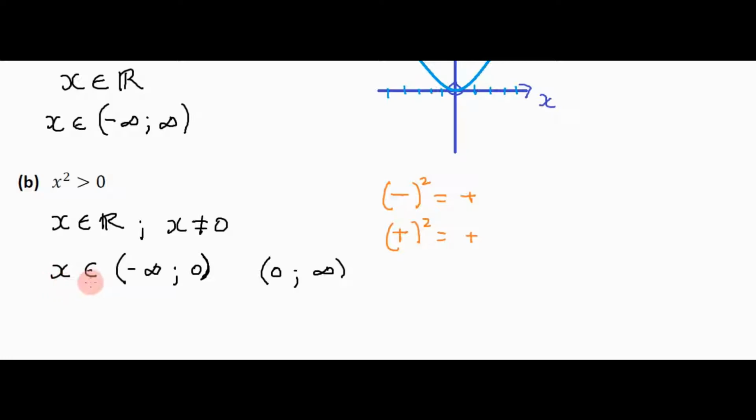Now we can combine these two intervals. In other words, x will be an element of these two intervals combined, and we can combine them by writing them as the union of the two. So x is an element of the union of these two intervals. Let's say we want to express this solution on a number line. We draw the x-axis.